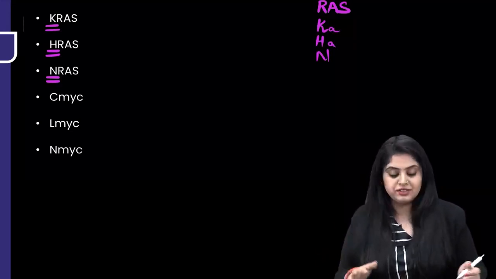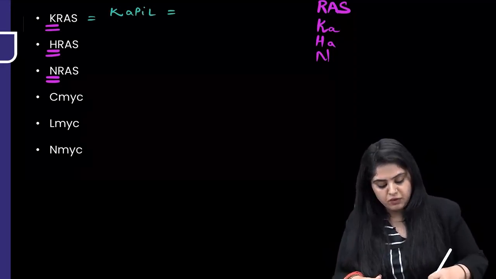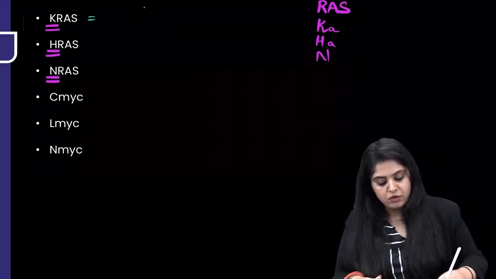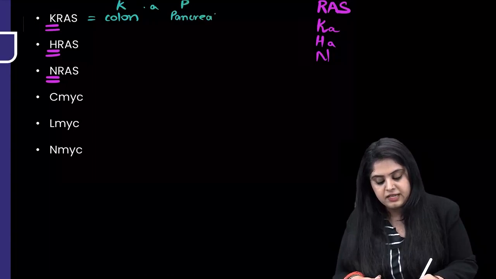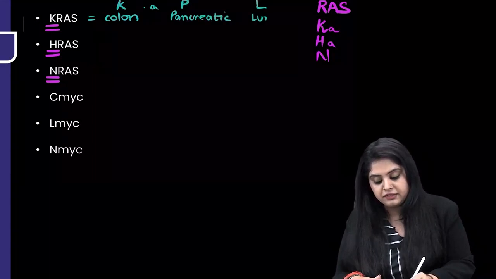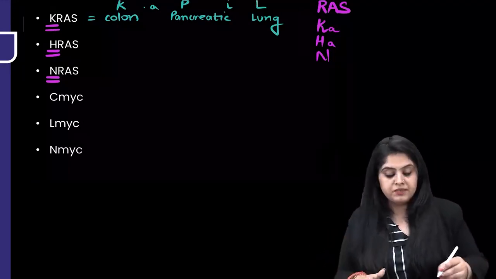KRAS, HRAS, NRAS. What are the mutations? KRAS mutation is seen in Kapil tumors. What are Kapil tumors? K for colon cancer, then in Kapil, P for pancreatic cancer and L for lung cancer. So please remember KRAS for Kapil tumor: colon, pancreas, lung.